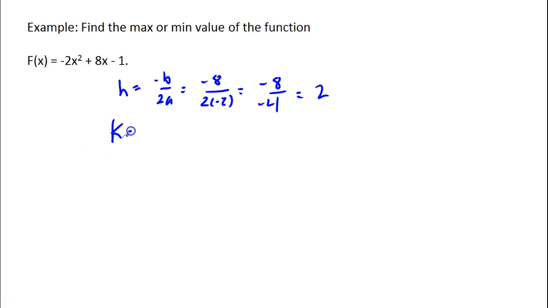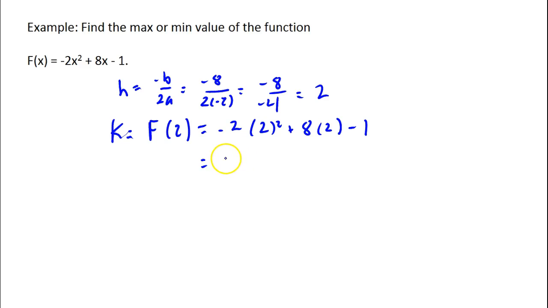And k will equal f of h, which is f of 2. That's going to be negative 2 times 2 squared plus 8 times 2 minus 1. So that's negative 2 times 4 plus 16 minus 1. So that's 8 minus 1, which is 7. Okay, so that's either our maximum or minimum value.